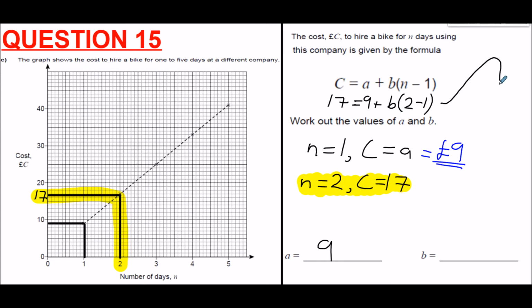So just giving ourselves a bit more space. 17 equals 9 plus. Now, the brackets is just 2 minus 1, which is 1. And so B multiplied by 1 is just B. So 17 equals 9 plus B. So 9 plus some number equals 17. B has got to be equal to 8. Again, we can treat it as an equation and swap this 9 to the other side. And when we move it to the other side, it becomes a minus. So B is 17 minus 9, which is 8. So A is 9 and B equals 8. And that's quite an awkward question, in my opinion.